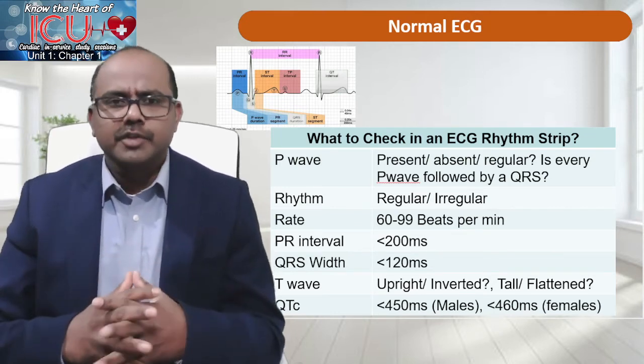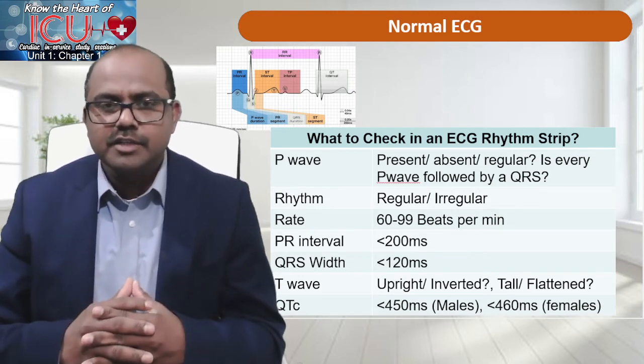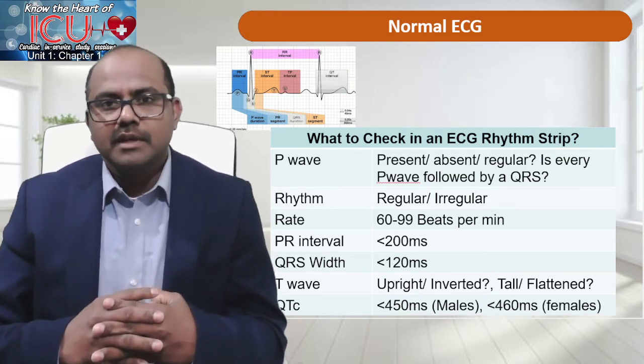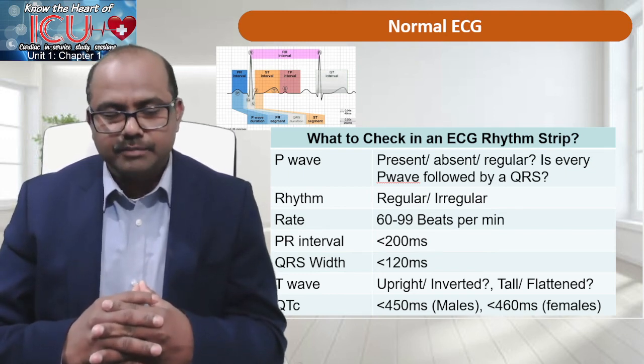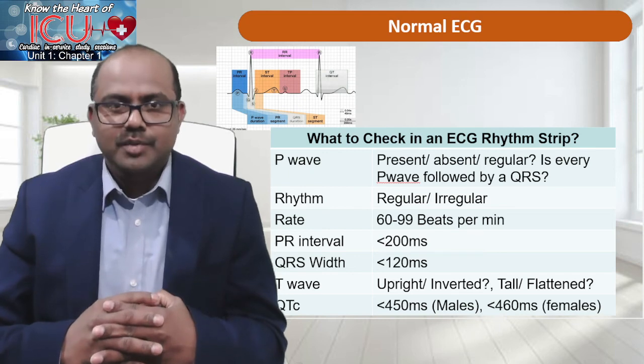Okay, this is all about a normal ECG. So here is the end of your chapter 1, the normal ECG characteristics. And in chapter 2 of unit 1 of dysrhythmia, we will learn about the actual dysrhythmias.